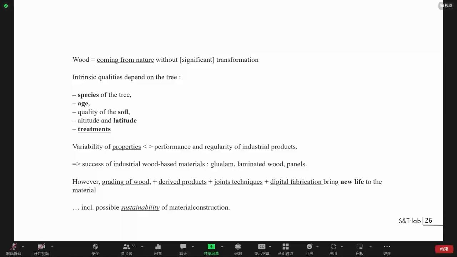And the last but important element is the grading of wood, so about resistance, we have a European system that has been developed for this, looking at derived products, joint techniques, and also digital fabrication. All this brings a new life to this material, timber. Also, as timber is a natural material at the origin, you can have a possible sustainable approach to construction and to material, but it will depend on the treatment we provide to the timber, and we'll be discussing this in the next slide.